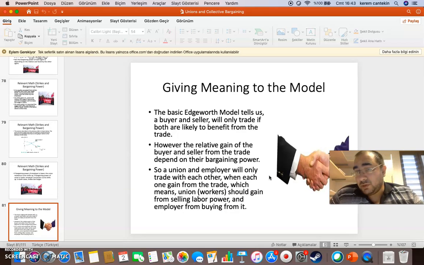So, giving meaning to the model. The basic Edgeworth model tells us a buyer and seller will only trade if both of them are likely to benefit from the trade. However, the relative gain of buyer and seller from the trade depends on their bargaining power. So both will benefit compared with the starting point, of course. However, the benefits might change according to each other's power. Union and employer will trade with each other when each gains from the trade, which means union workers gain from selling their labor power and the employer gains from buying it. It's just an application of Edgeworth box logic to the labor market.